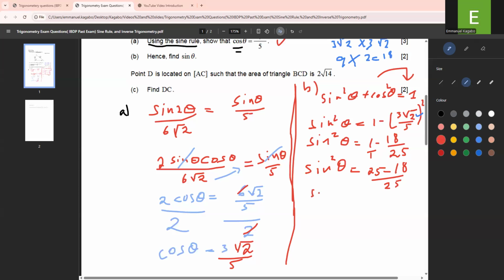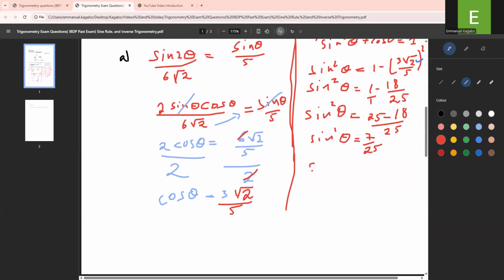So what about this? Sine squared theta will be equal to 7 over 25, right? Good. Now find the square root of that. So sine theta will be equal to square root of 7 over 5.